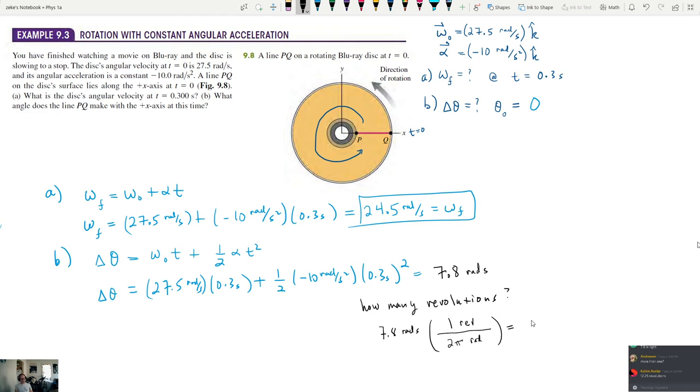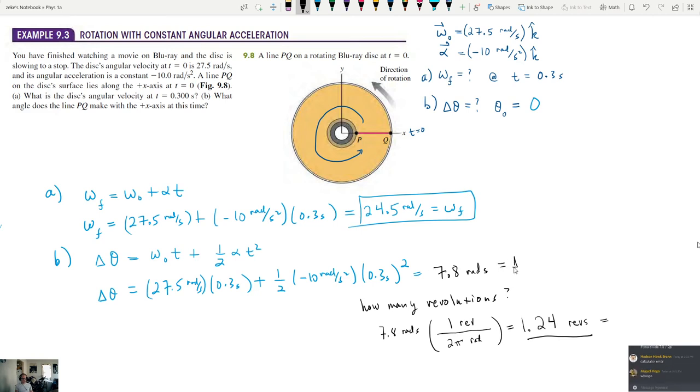I got 1.24. Is it 12.25? That's okay. 1.24 revs. How did you all get 12.25? Oh, okay. Did you multiply by 2 pi? Even then. Yeah, that's okay. It doesn't matter. All right. Calculator errors happen. All right, so that would be our change in angle.